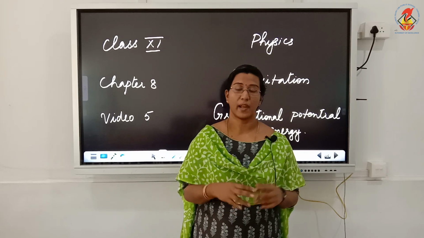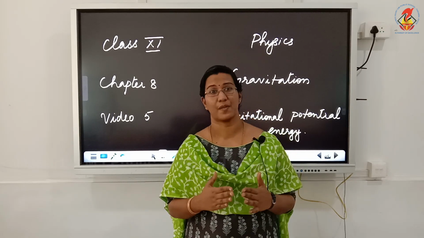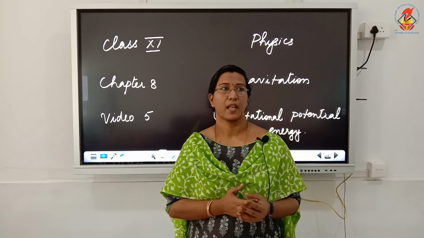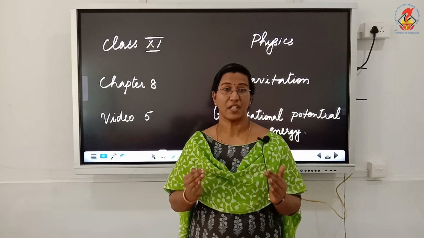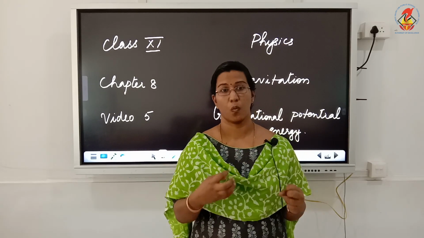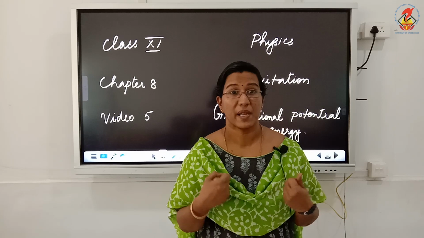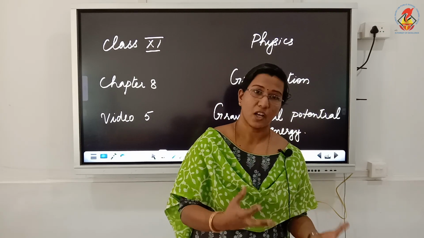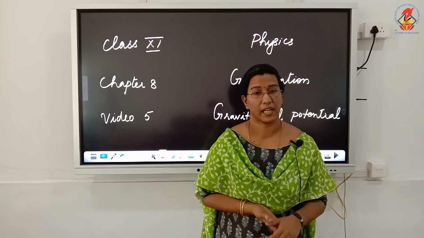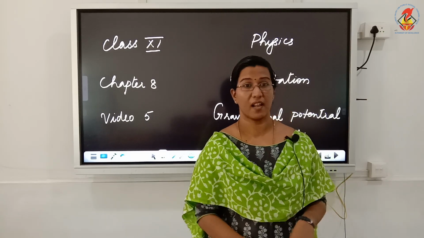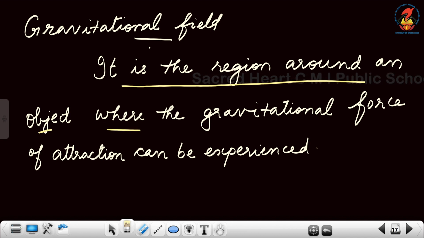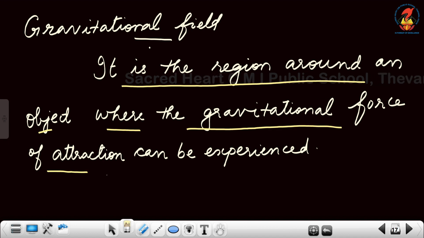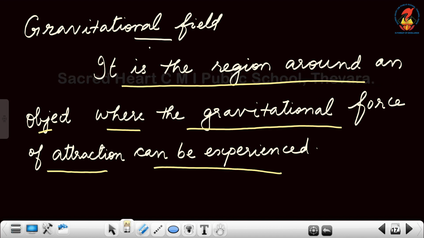Similarly, we all know every object in the universe attracts each other with a force of attraction. It is known by the name gravitational force. So every object has a region around it where the gravitational force can be experienced by another object placed there, and this field is what we call gravitational field. So gravitational field is a region around an object where the gravitational force of attraction can be experienced.